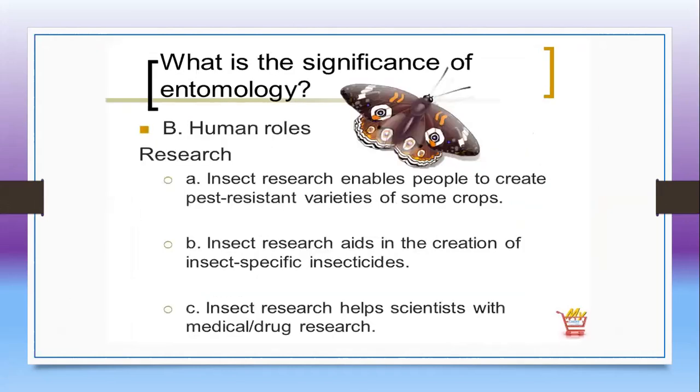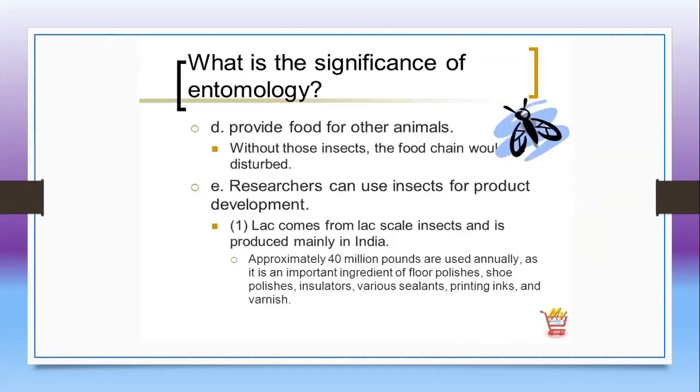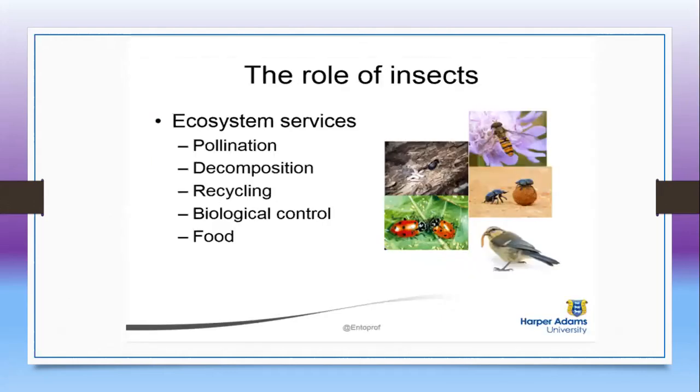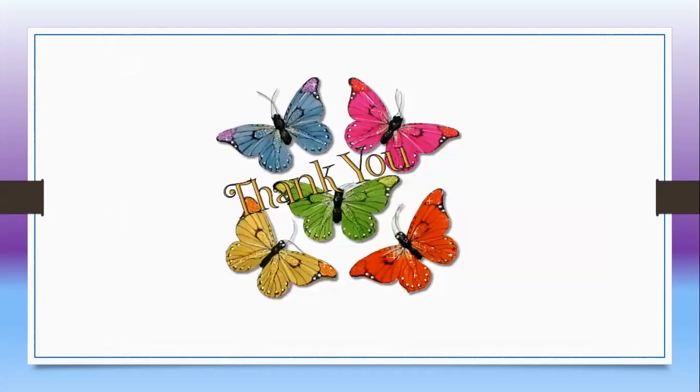Yes, we have known certain significant features of entomology concerned with research and human roles. Insects give us important products and provide food for us as well as for various animals. They play an important role in insect pest management, and we have discussed their role in ecosystem services, with pollination, decomposition, recycling, biological control, and food roles of insects.